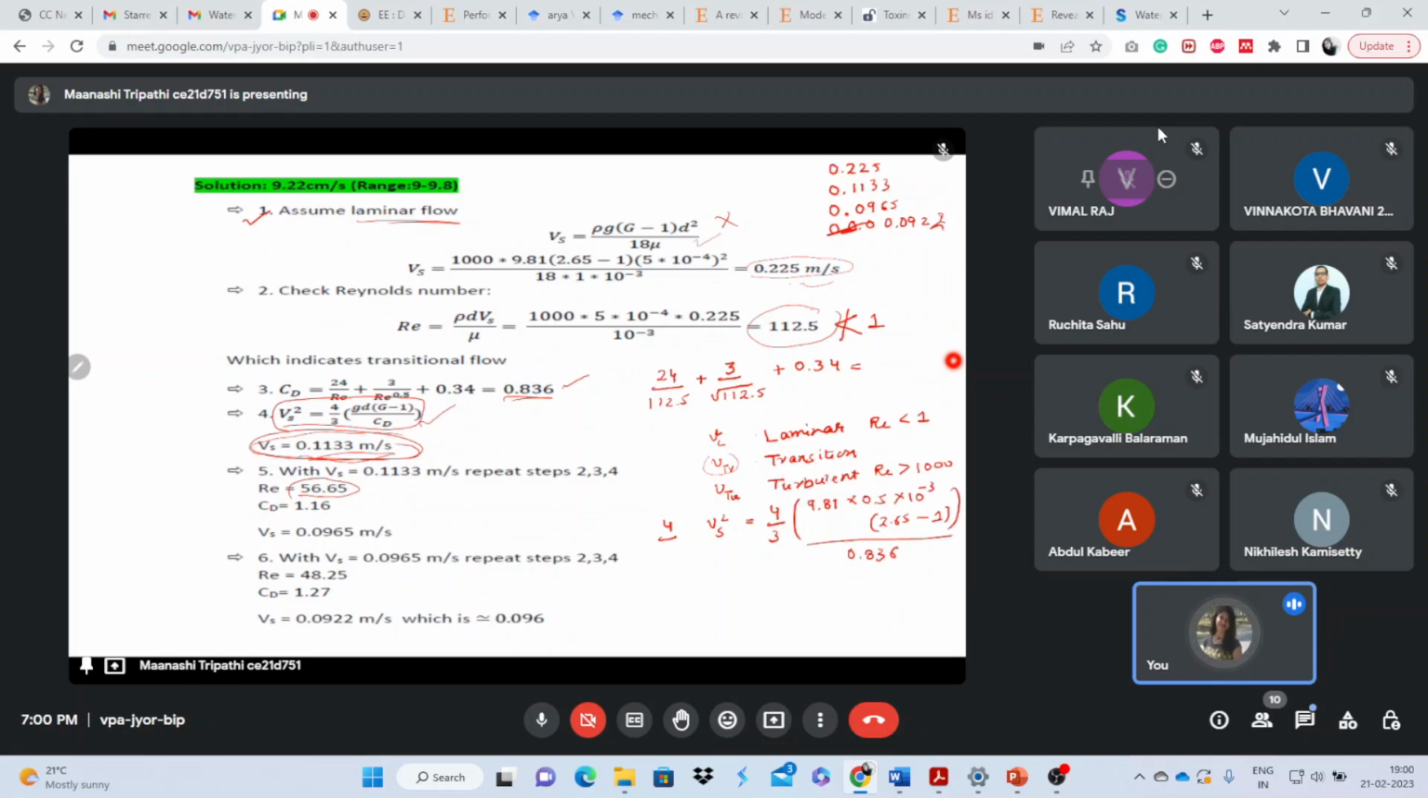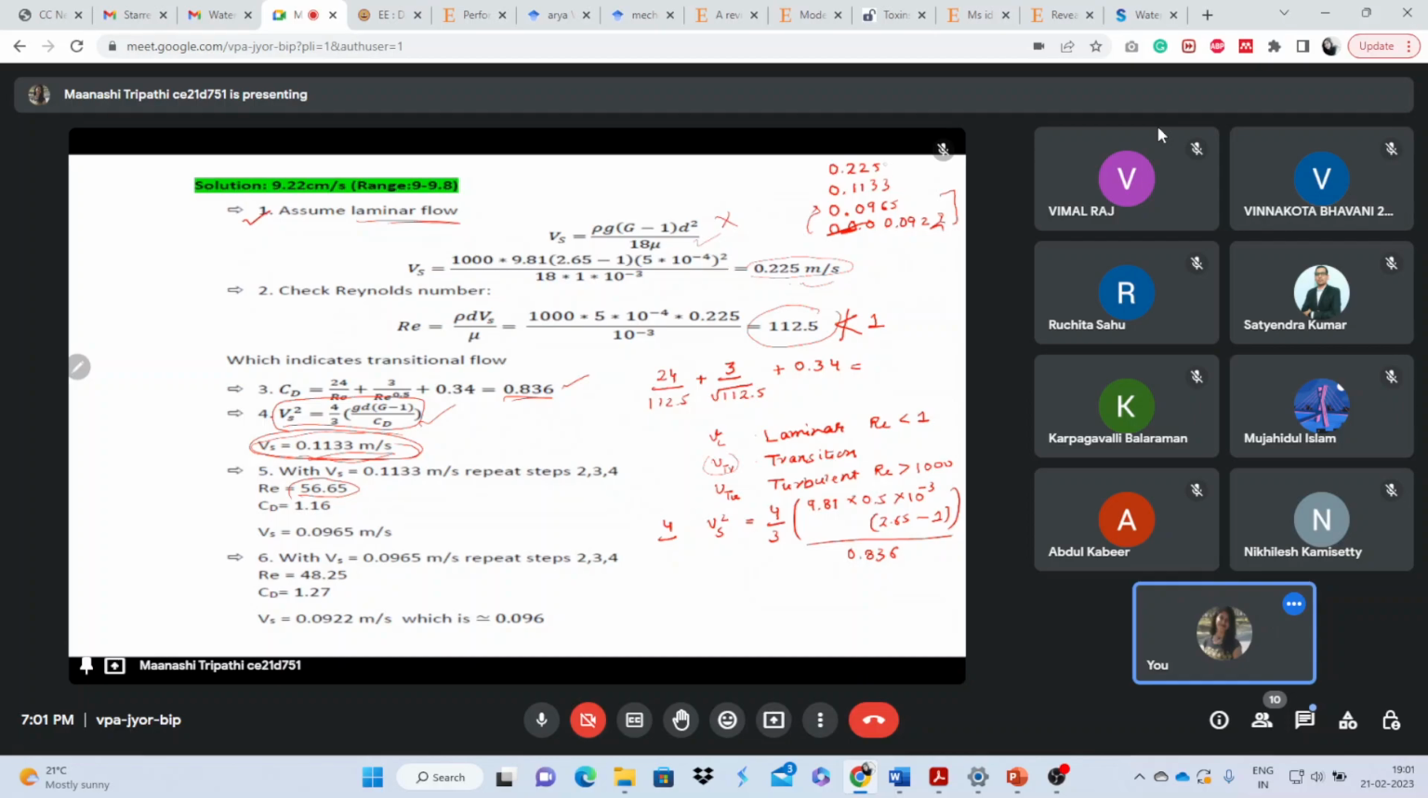This question will be over only when, after doing multiple steps, we are getting kind of the same Vs. As I have told you, we want the answer up to 2 decimal places. So after solving the steps multiple times, we will find out Vs, then we will find out Re again, then Cd again, then Vs again. Then we will stop only when the last two values are kind of similar.